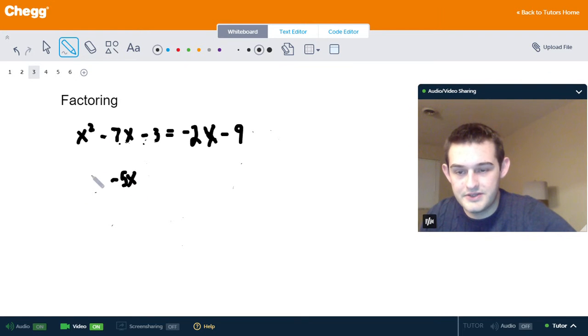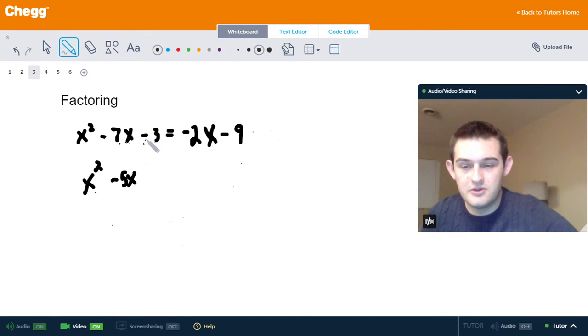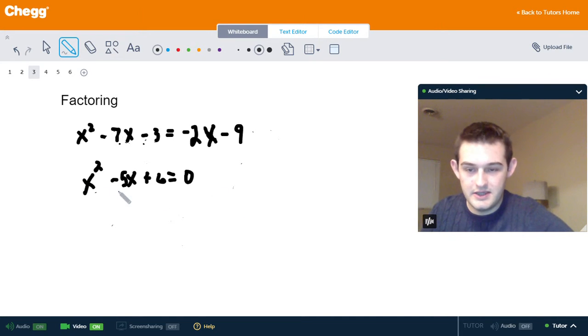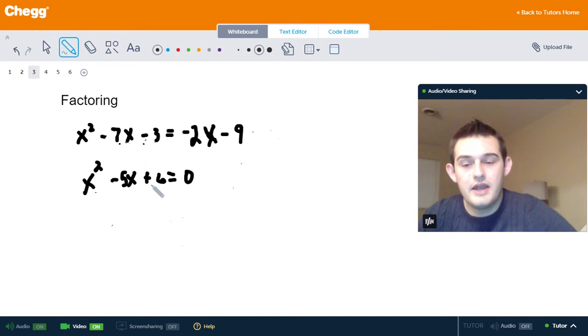I need to bring down this x squared term. And then here on the left, we have negative 9 right here. And so I'm going to add plus 9 to get this to this side. And so plus 9 minus 3 is positive 6. Alright, and that is equal to 0. Okay, so now I have this in the ax squared plus bx plus c form.